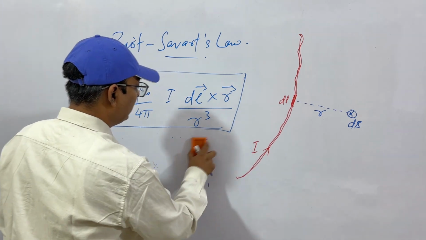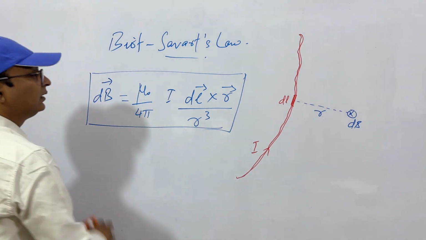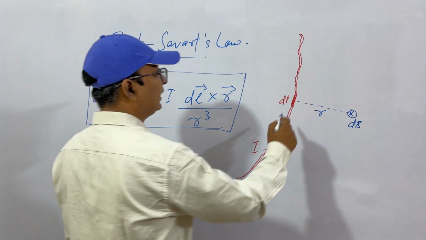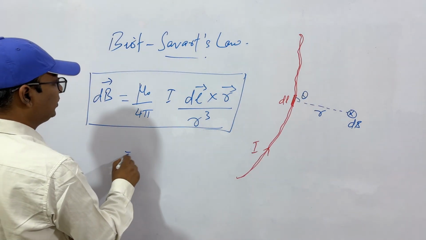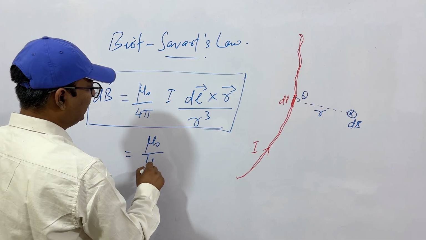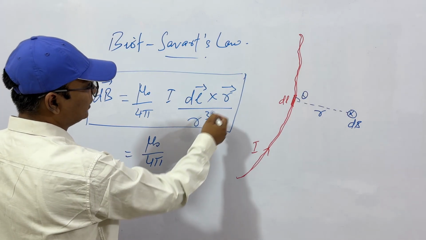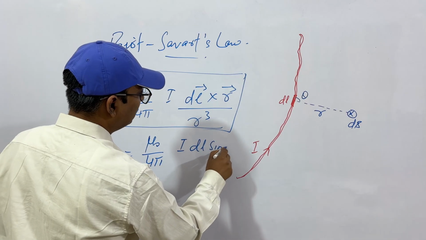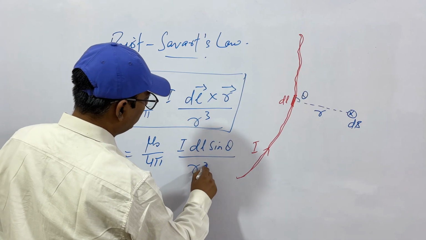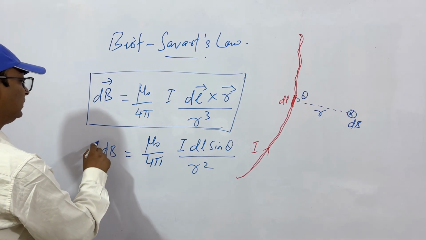Now if the angle between dl and r is theta, then this will come to mu 0 by 4 pi, and this will be dl r sine theta, since I am crossing this with r. So this will be I dl sine theta by r square. So the magnitude is this.